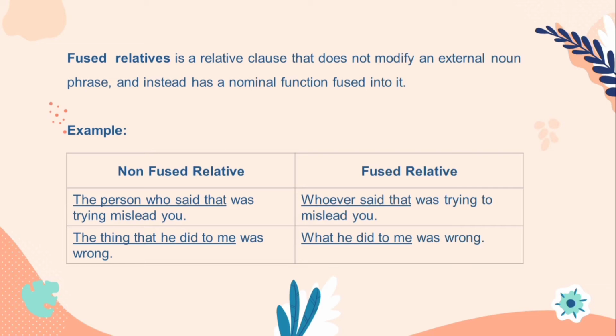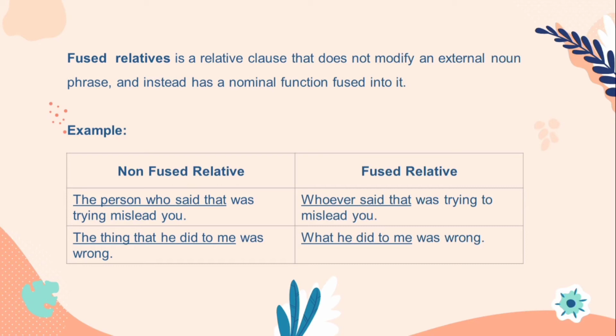So now for the second example. We have the original sentence without a fused relative, that is: the thing that he did to me was wrong. Here, the clause that he did to me modifies thing. It functions as an adjective. And the example sentence with a fused relative is: what he did to me was wrong. Here, one word, what, stands for the thing that.